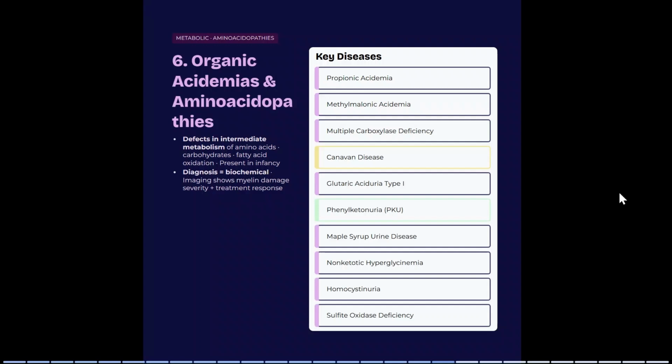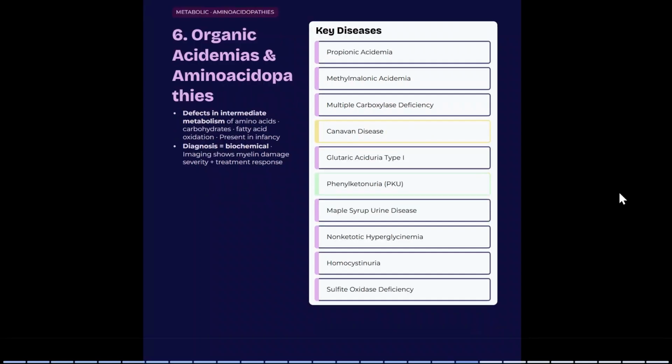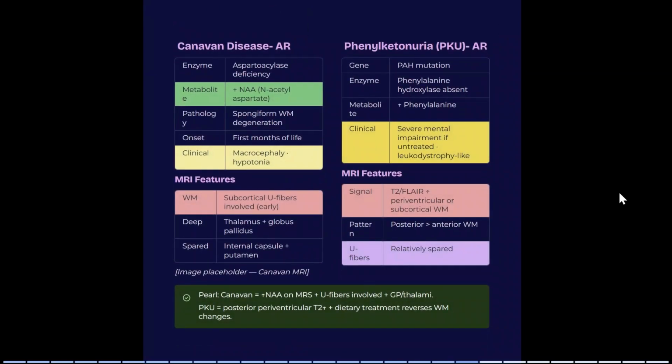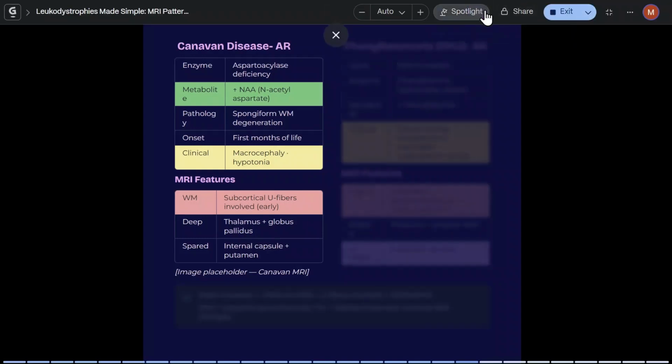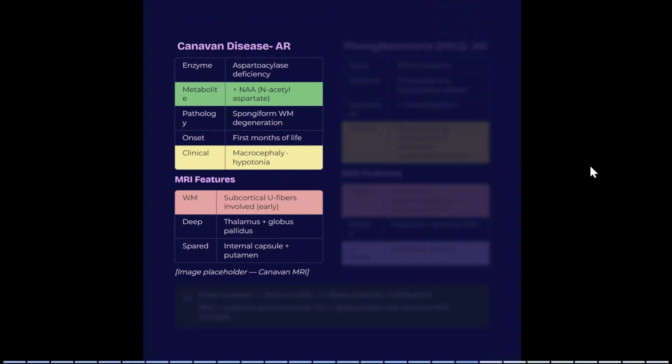What happens is that there are sometimes defects in intermediate metabolism of amino acids, carbohydrates, and fatty acid oxidation, and these present in infancy. These are diagnosed on the basis of biochemical tests, and on imaging, there is myelin damage. So we will be discussing two major diseases from all the organic acidemias and amino acid diseases, which would be Canavan and phenylketonuria.